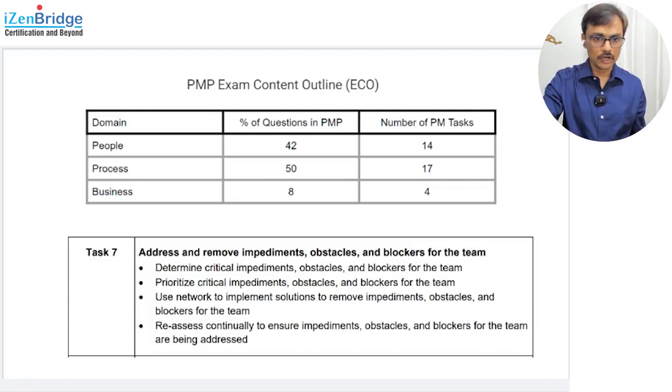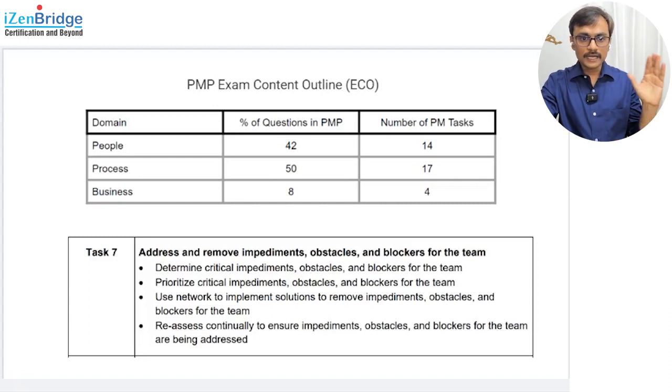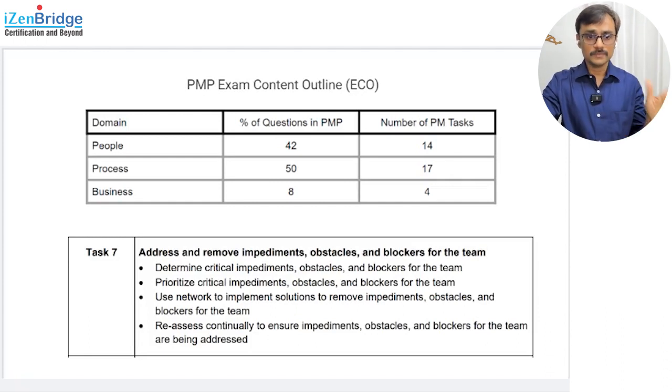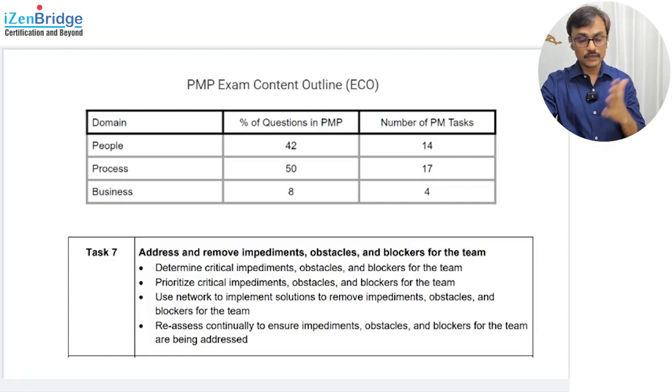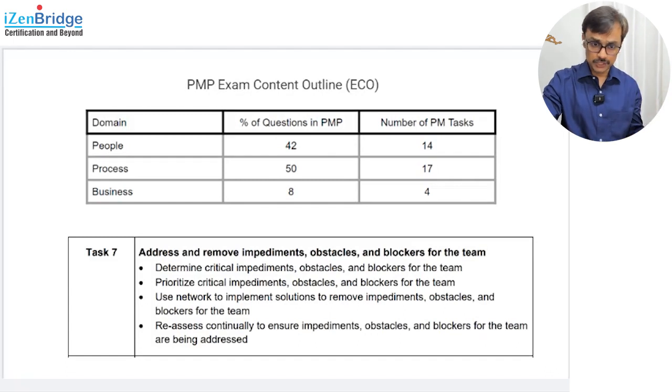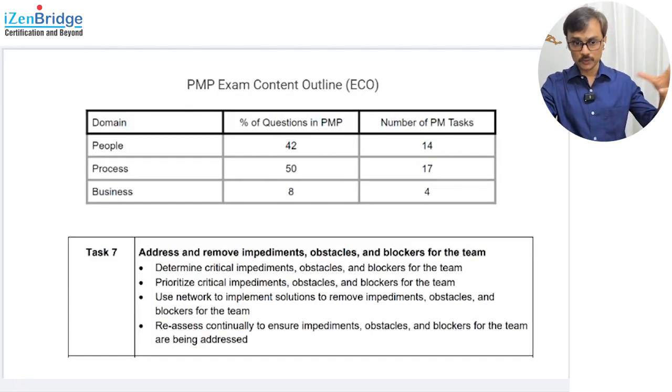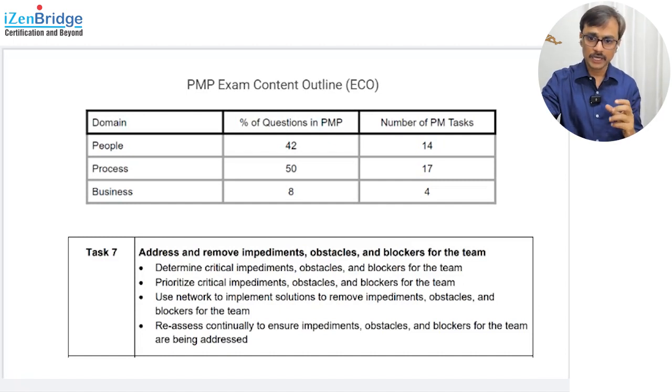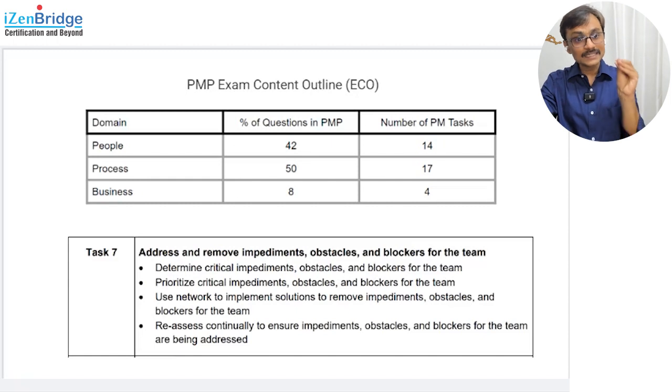So that's the topic. This particular topic is primarily related to the adaptive way of working. Usually the term impediment comes with the adaptive touch, whereas issues come with a predictive touch. We do have a separate task talking about issues, which incidentally falls under the process domain of our PMP exam content outline. But for practical purposes, we can say impediments are a type of issue.